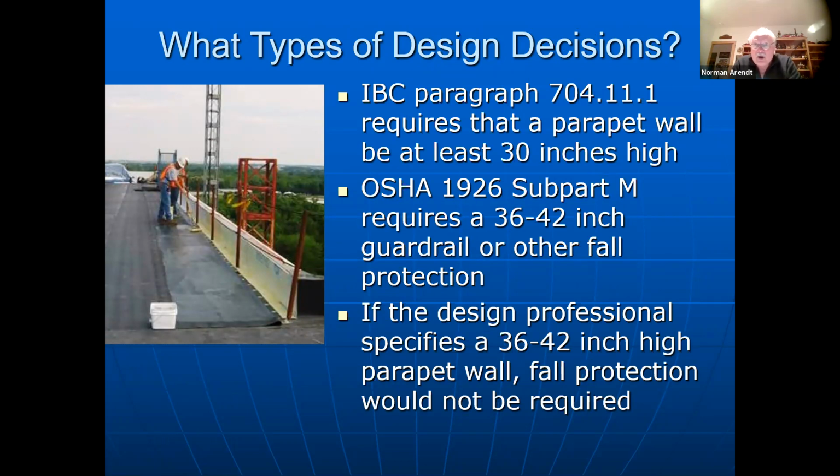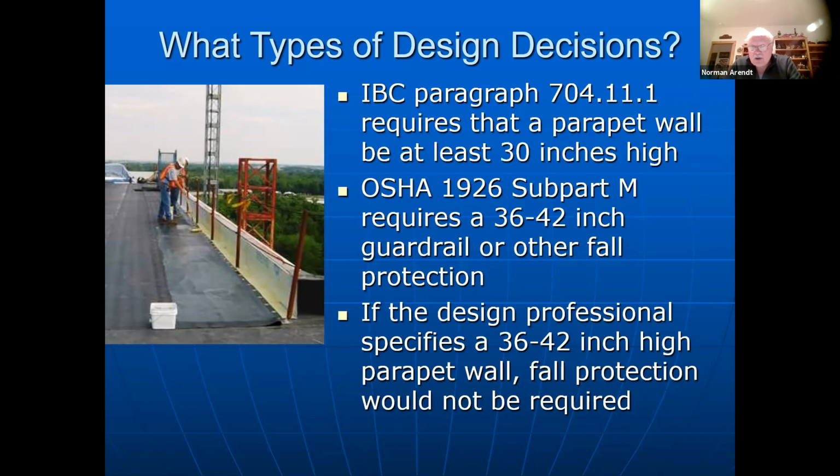if we look under IBC paragraph 704.11.1, it says that a parapet wall must be at least 30 inches high. But if you go to the construction standards under OSHA, it requires a 36 to 42 inch guardrail or other parapet for fall protection. If you don't have 36 to 42 inches, then you have to wear or use some other method for fall protection to prevent you from falling. So if the design process had identified a 36 to 42 inch high parapet wall, whether it's on a bridge or a building, then fall protection would not be required.